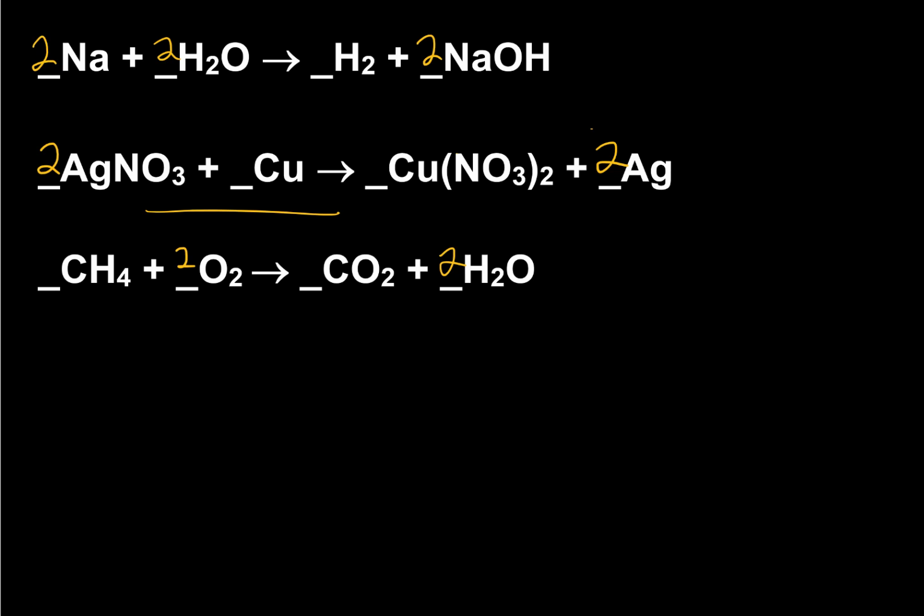So let's go back and check one more time to make sure we haven't thrown off our balance at all. We've got 1 carbon on the left, 1 carbon on the right. We've got 4 hydrogens on the left. We've got 4 hydrogens on the right. We've got 4 oxygens on the left, and then we've got 2 plus 2 is 4 on the right. That's a balanced equation.